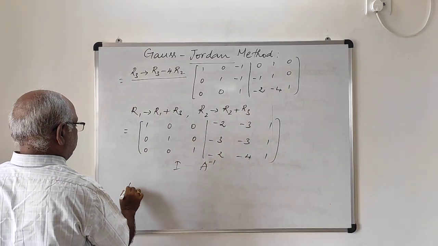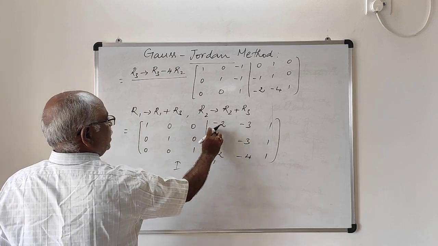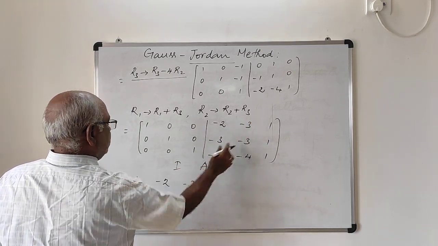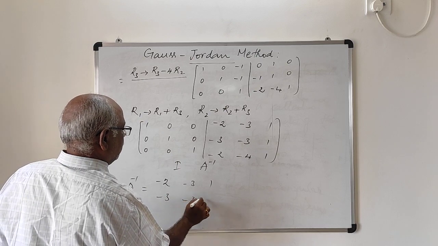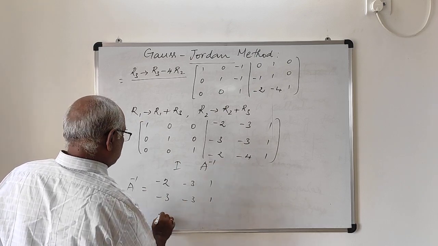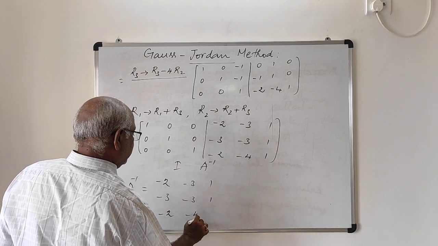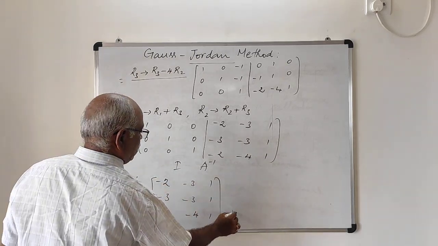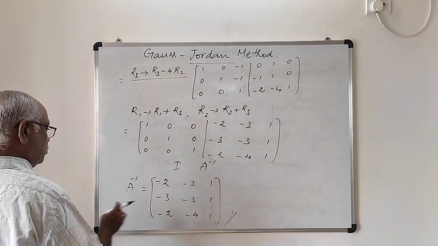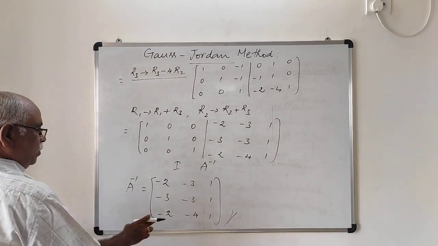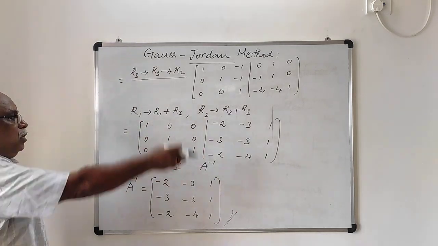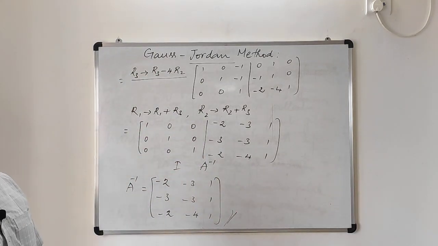A inverse is minus 2 minus 3 1, minus 3 minus 3 1, minus 2 minus 4 1. This is the inverse of the given matrix A. That's all about that. Minus 2 minus 3 1, minus 3 minus 3 1, minus 2 minus 1. This is the inverse of the given matrix A. That's all about the Gauss-Jordan method of finding the inverse of the 3 by 3 matrix.